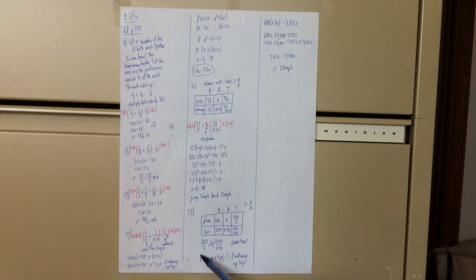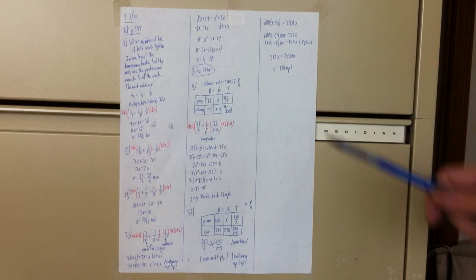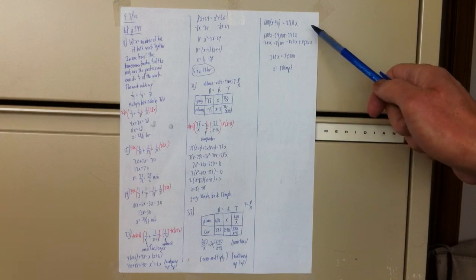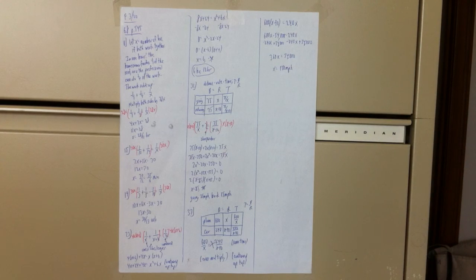In other words, 600 over x equals 240 over x minus 90. Cross multiply, 600 times x minus 90 equals 240 times x. Distribute, combine like terms, and we get x equals 150 miles per hour.